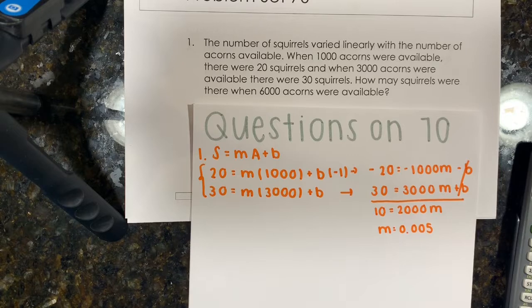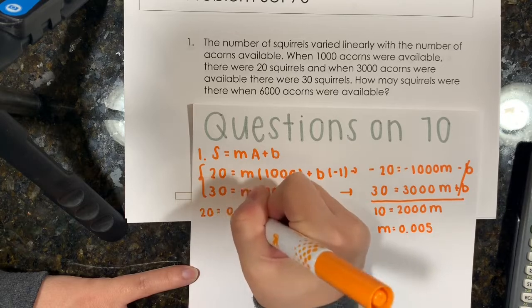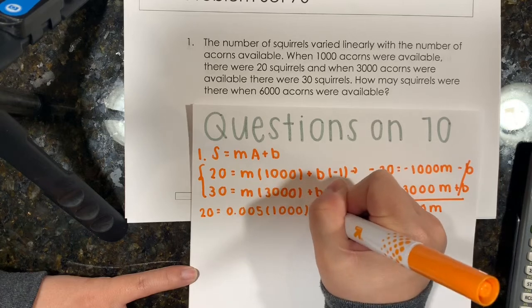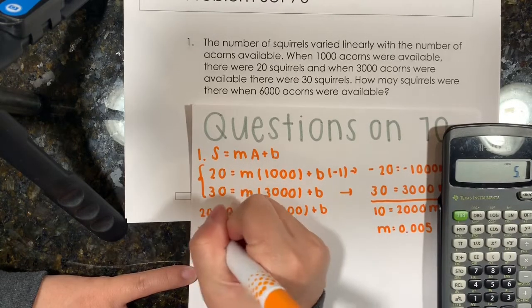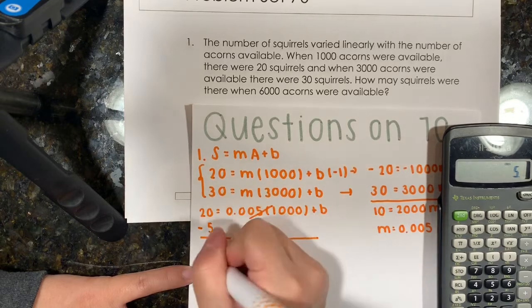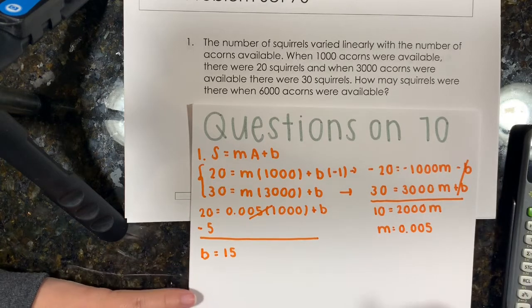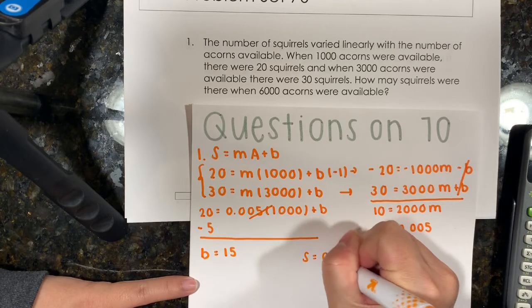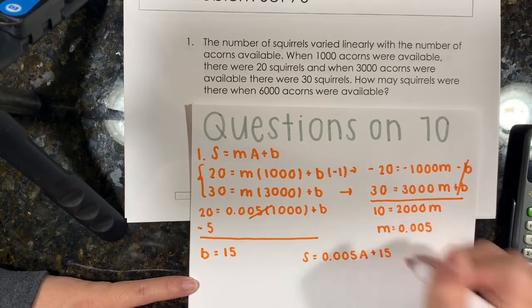So now I want to solve for B, and I'm going to do that by plugging it into the top equation. So I have 20 equals 0.005 times 1,000 plus B. Multiplying that out, 0.005 times 1,000 is 5. I have to move it to the other side, which means that B is going to be equal to 15. Now my equation is going to be S, squirrels, equals 0.005 times the number of acorns plus 15.